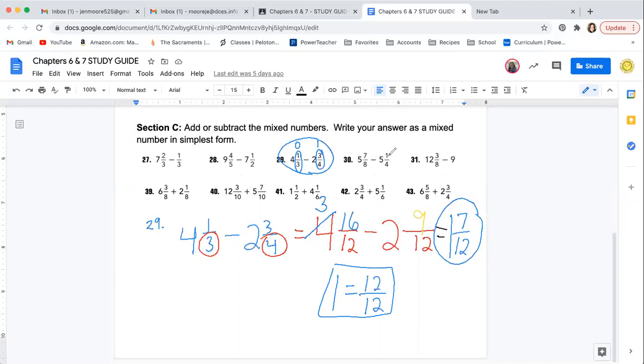Preview number 30. Do you think it's going to happen for number 30? So 7/8 is pretty close to 1, right? And 1/4 though is pretty close to 0. So will that regrouping thing happen for this one?